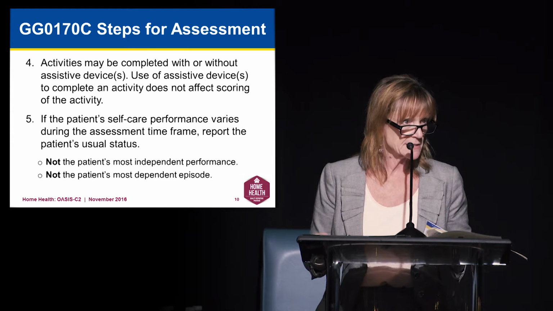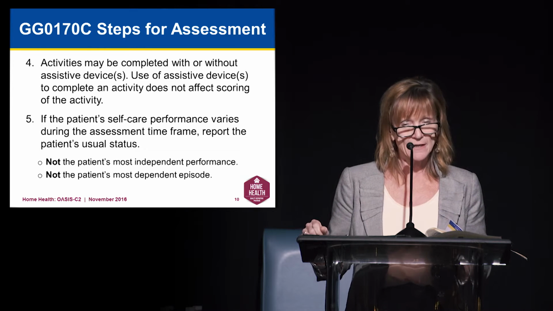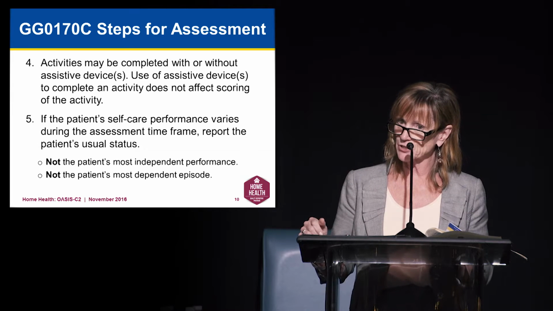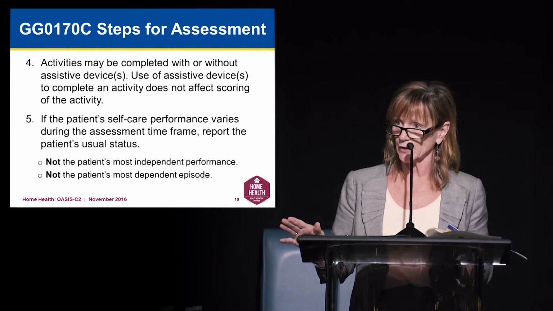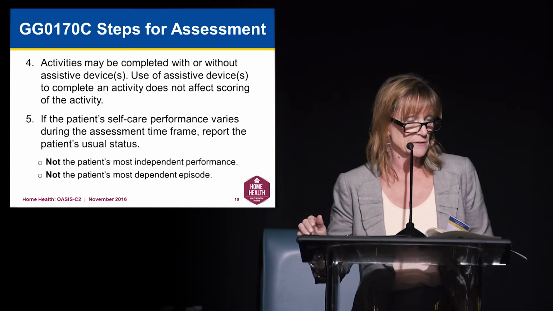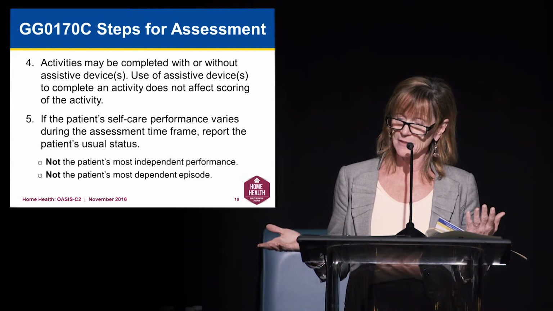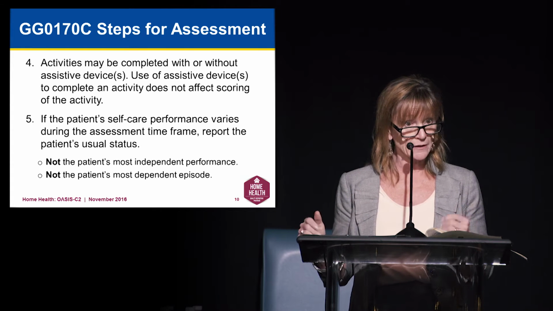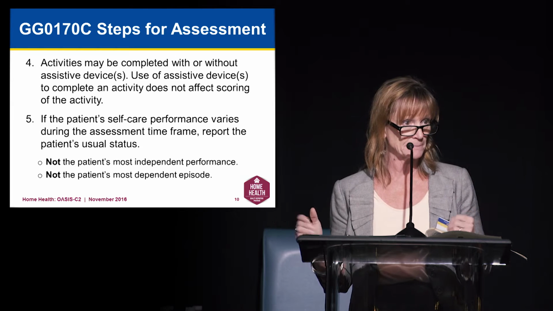Another important piece that we need to make note of is the use of an assistive device, and the fact that with GG0170C, the patient can use an assistive device, and that does not change the scoring at all for this measure. So if a patient needs to push off their bedside table, that could be considered an assistive device. That would not impact the scoring. If they could do that independently, you would still score them as independent.